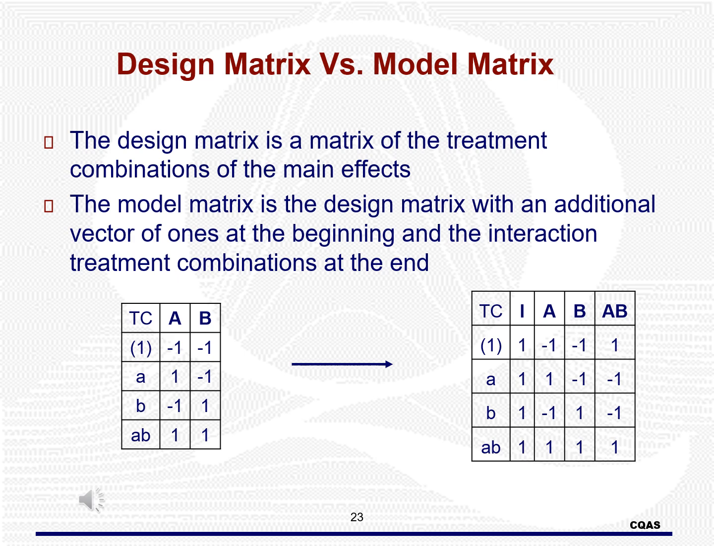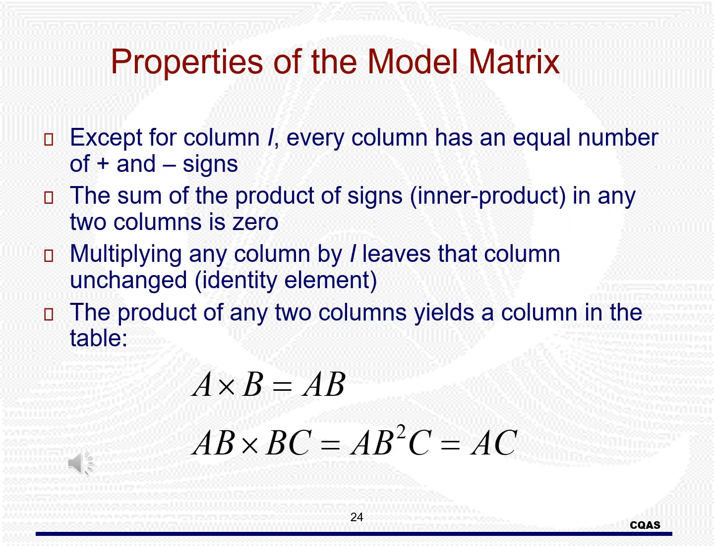To create the model matrix, we need to add a column of ones at the beginning and a column for each interaction that is present at the end. The interaction columns are created by multiplying together the columns that make up that interaction. Besides column I, notice that each of the columns in the model matrix has an equal number of pluses and minuses. The inner product of any two columns is 0. You should expect this since the design is orthogonal.